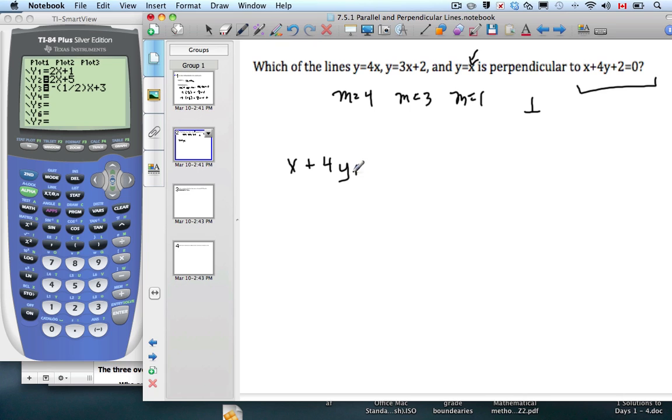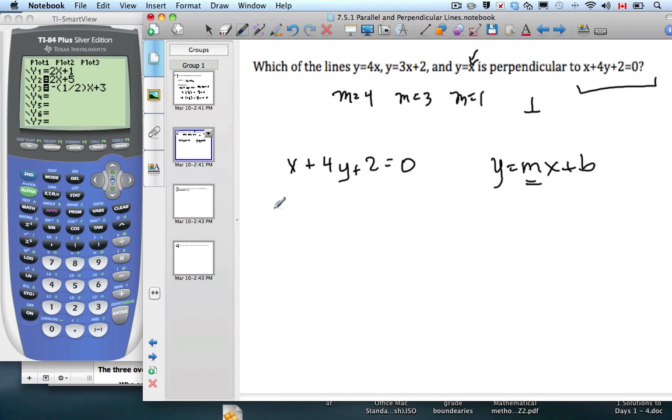What's an easy way to identify slope? When we're in slope-intercept form. y equals mx plus b. Then I can identify my slope. I think y equals mx plus b is like music. Oh, because m is slope? Because m is slope, I think.